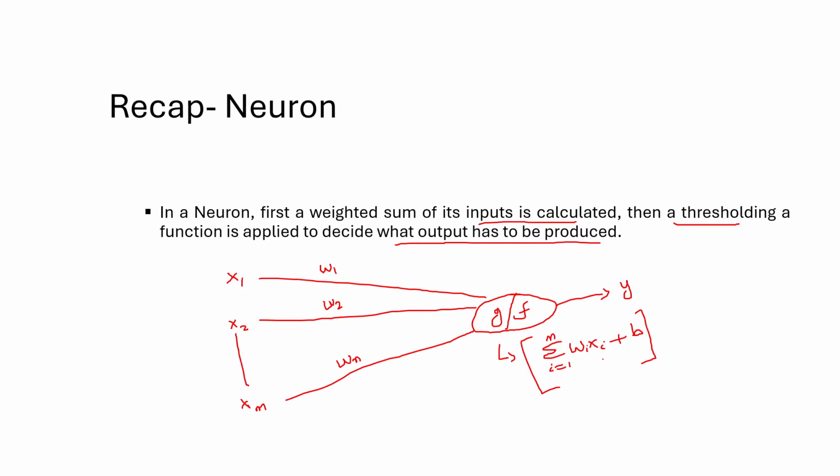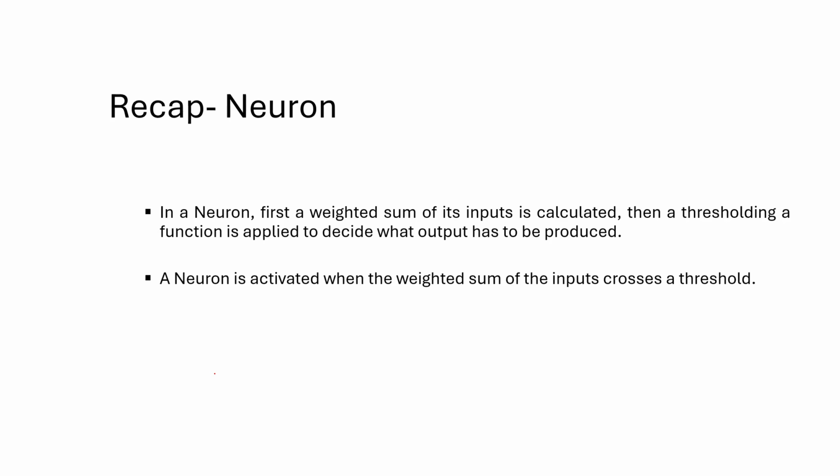If this weighted summation is greater than or equal to some threshold theta, then the neuron will be activated and will output a value of 1, and otherwise it will output a value of 0. So this was the thing that we have discussed in our neuron or perceptron lecture, and we mentioned that a neuron is activated when the weighted summation of the inputs crosses a threshold.